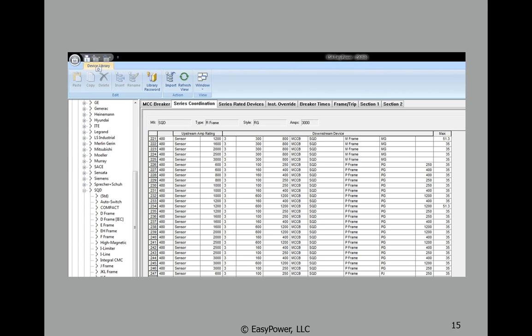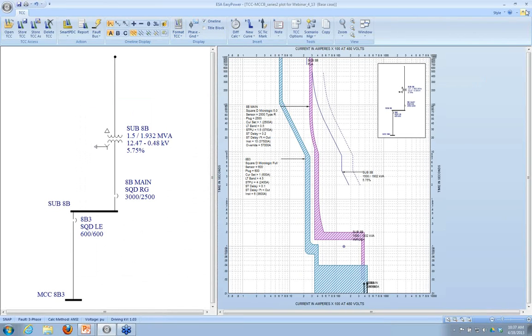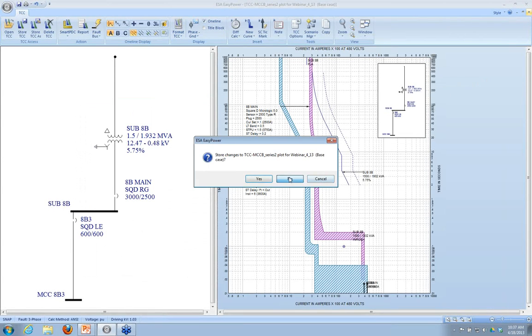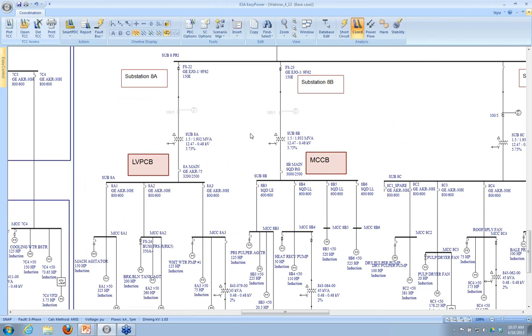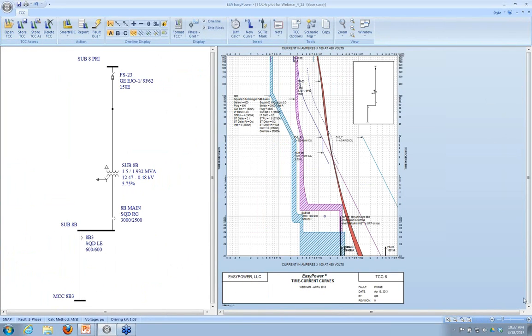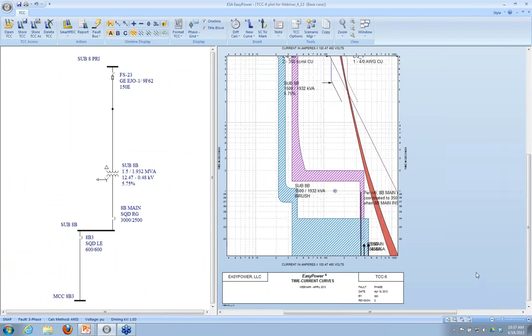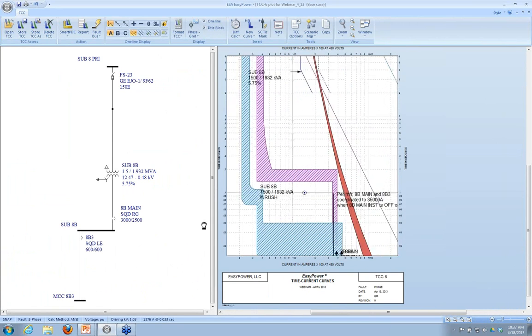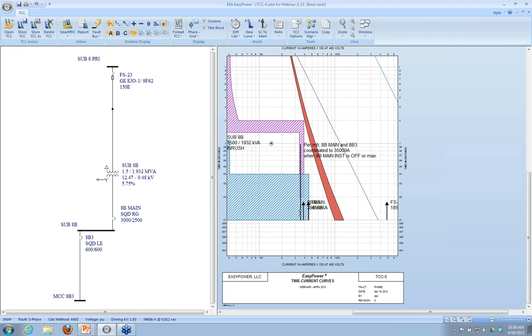So how do we use this in EasyPower? Well, let me go back. I'm in coordination focus now. I'm just going to highlight these items here to create a TCC. I'm going to add on this breaker and this little guy. Now I'm going to plot this. So you'll see we have this line that shows up.